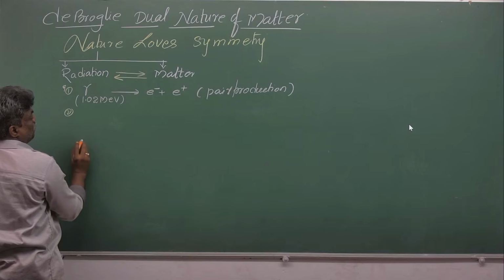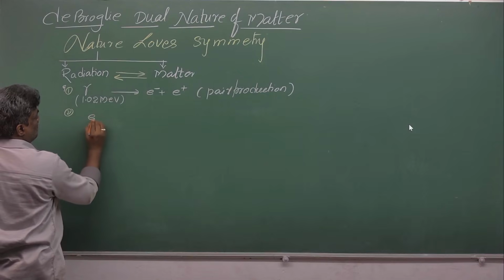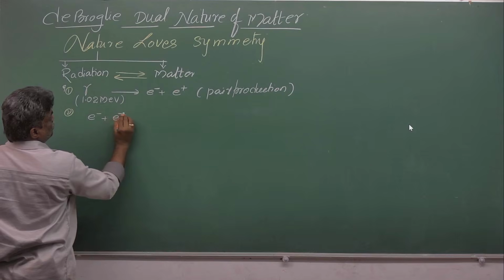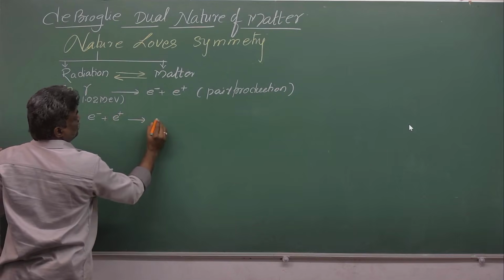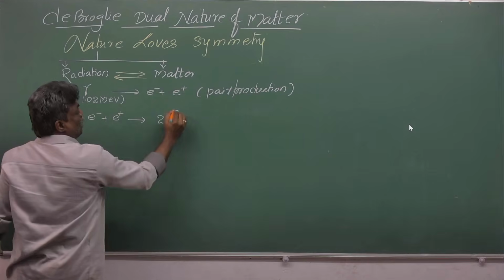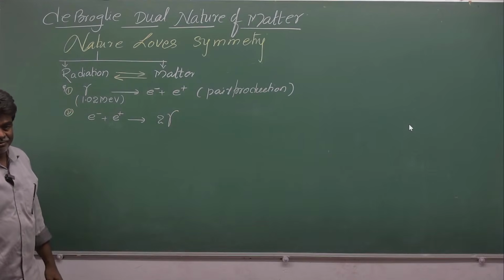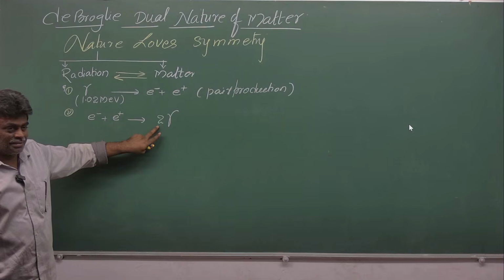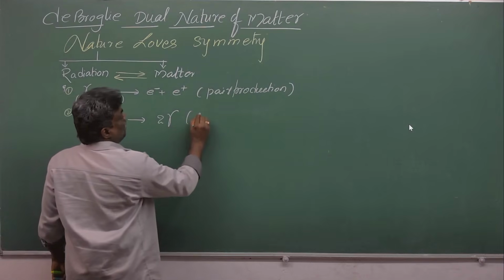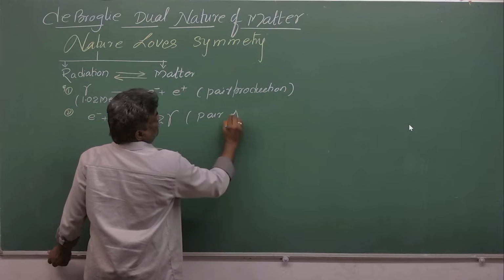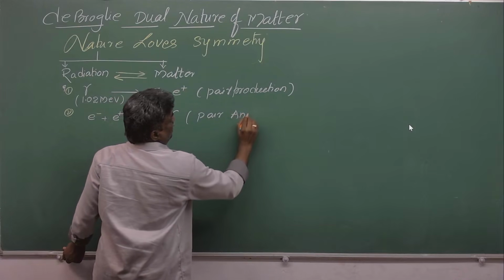Second one. Sometimes what will happen? An electron and a positron, something like this, and what will you get here? Two gamma. So this is called pair annihilation.